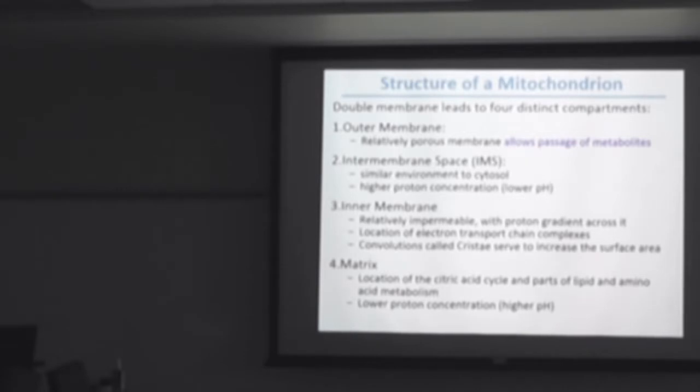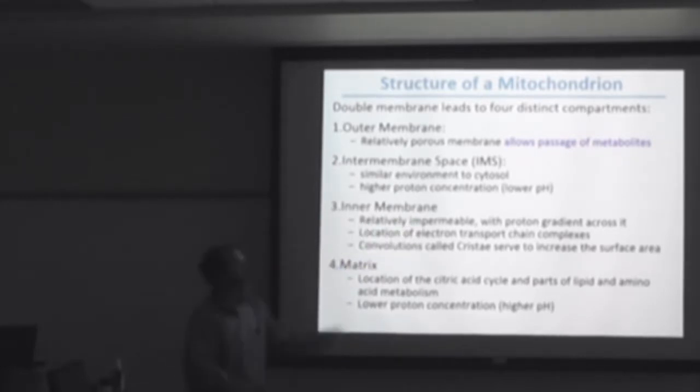So, the structure of the mitochondria. You have a double membrane which leads to 4 distinct compartments. The outer membrane is relatively porous and allows passage of metabolites in and out of the mitochondria. The intermembrane space has a similar environment to the cytosol, except you have a higher proton concentration or a lower pH. This is where you generate that proton gradient. You pump the protons into this intermembrane space.